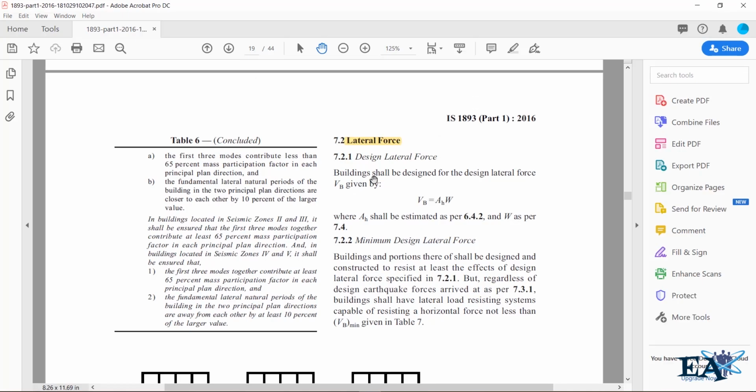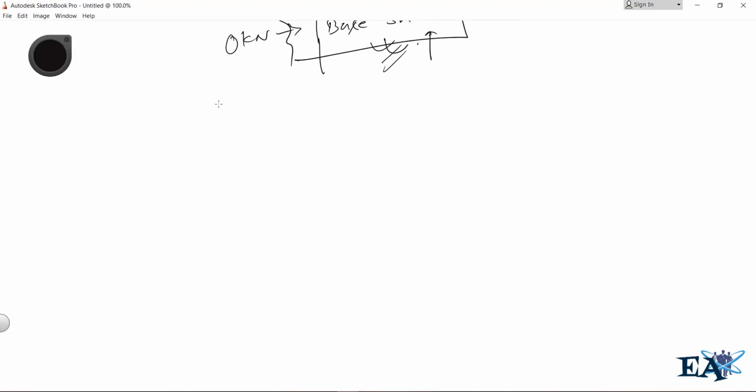So you can see here, design lateral force. This is IS 1893 2016, and the clause is 7.2. You can download this file from this video. Design lateral force: the building shall be designed for the design lateral force VB, that is the base shear, given by VB is equal to AH into W. So this code has given the formula to calculate the base shear: VB is equal to AH times W.